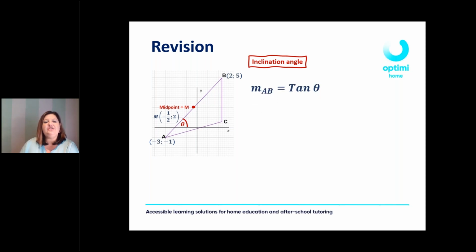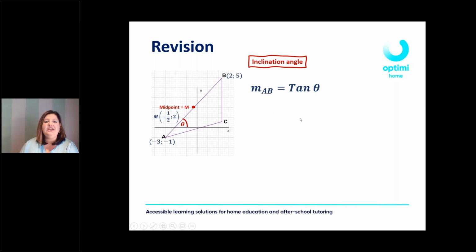Right, so the gradient, do you see that it is a small letter m? A capital letter M is used for midpoint. Just make sure that you see that. Midpoint is indicated with a capital letter M. Gradient, as I said previously, is with a small letter m. Right, so the gradient of line AB is equal to tan theta.